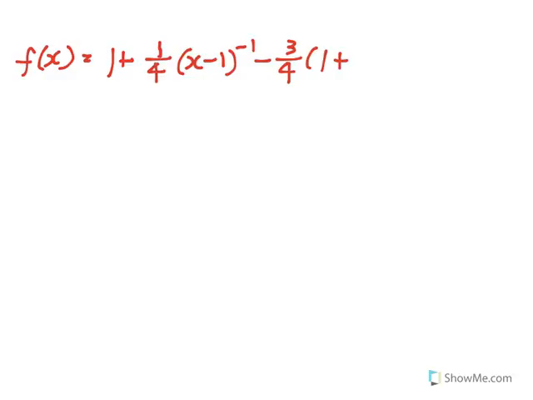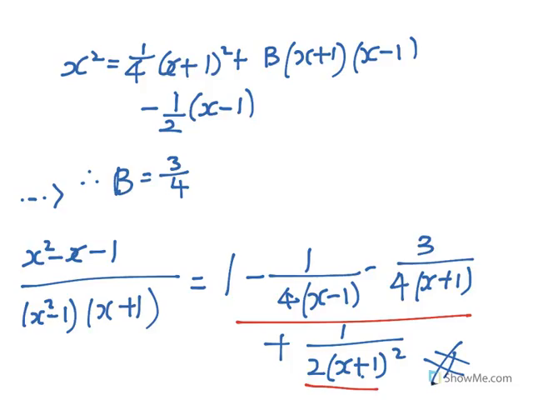So we can also write our f(x) in this manner. Since we can bring our denominator up, we can write it as 1 over 4 (x minus 1) to the power -1 minus 3 over 4 (1 plus x) to the power -1 plus 1 over 2 (1 plus x) to the power -2. This is from the earlier working.